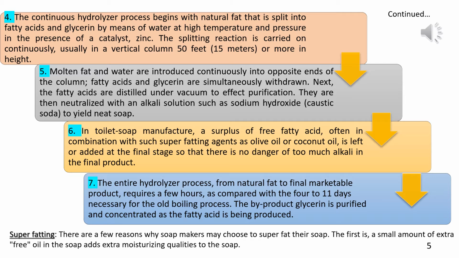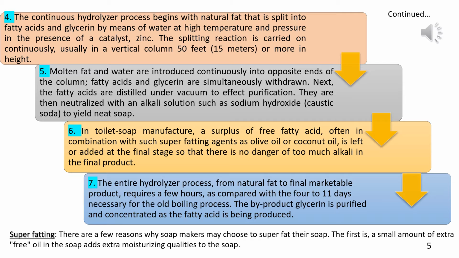So what is distillation? Distillation is the action of purifying a liquid by the process of heating and cooling. Now in this process we provide heating and cooling to our sample to purify the mixture. After this, the process of neutralization takes place by using an alkali solution such as sodium hydroxide and caustic soda to yield the neat soap or purified soap.